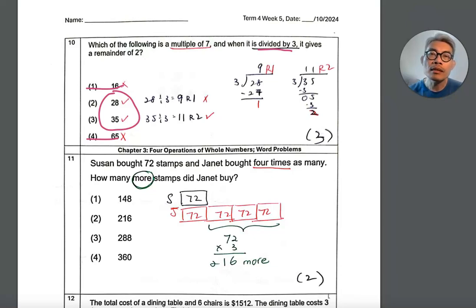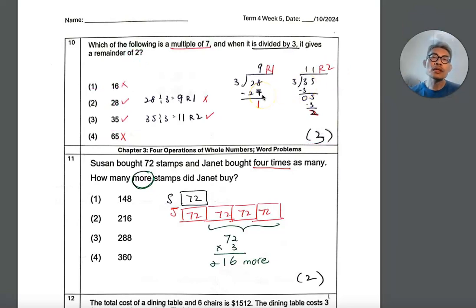I have 28 divided by 3. 3 times 9 is 27. 28 minus 27 is 1. I get a remainder of 1, and it's not a remainder of 2. So I know therefore 28 is also wrong. But just to be very sure, my answer is 35. So I divide 35 by 3. I get a remainder of 2. Alright, therefore the answer is number 3.